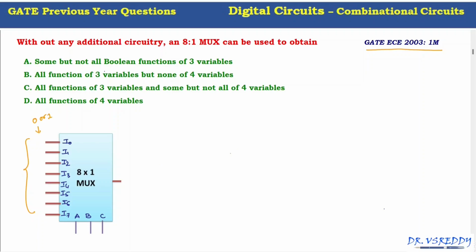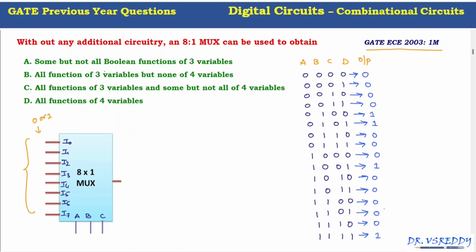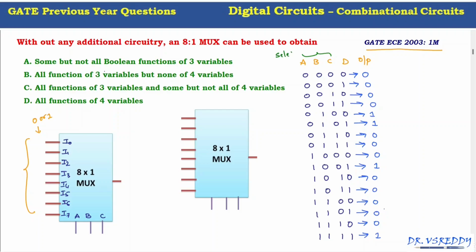In the same way, for example, let us consider a 4 variable function. If you want to implement this 4 variable function using an 8 to 1 mux, I consider 3 input variables as selection lines. So A, B, C are the selection lines, and one of the input variables, D, is used as an input. For the combination 0, 0, 0, the output is 0 irrespective of D. It is independent of D. Similarly for 0, 1, 0, the output is 1 irrespective of D.